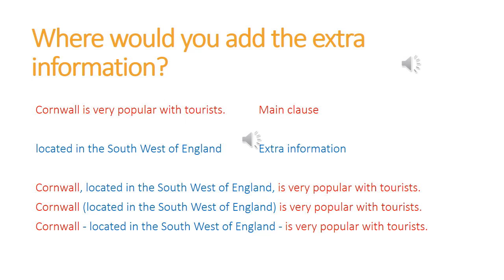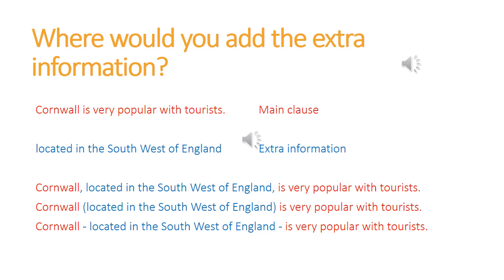It's very important when we're using parenthesis that we put the extra information in the right place in the sentence. This should come after the subject that you are adding extra information about. For example, if you look at your screen, my main clause here is Cornwall is very popular with tourists. That makes sense on its own, but I want to add some extra information about Cornwall.